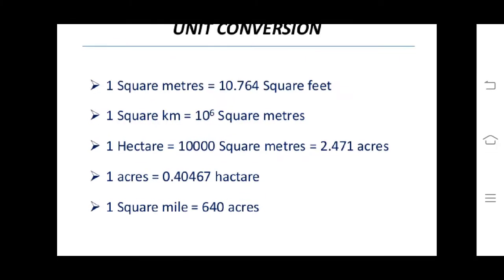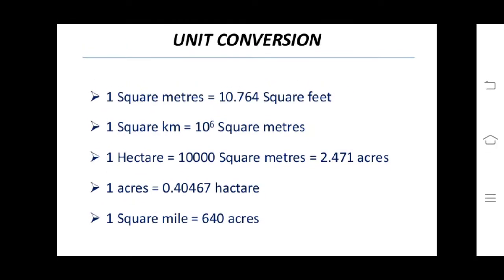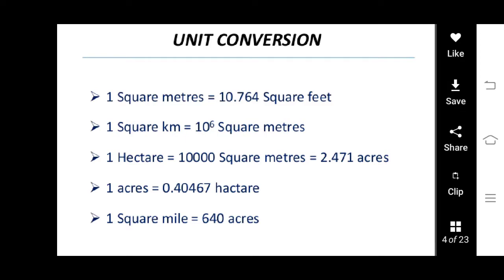First of all, we must know the simple thing of unit conversion, because unit conversion is important for computing the various volumes, that is water storage capacity or cutting and filling, in desired units. The general unit conversions are: 1 meter is equal to 3.28 feet, 1 square meter is equal to 10.76 square feet, 1 square kilometer is equal to 10 raised to 6 square meters.